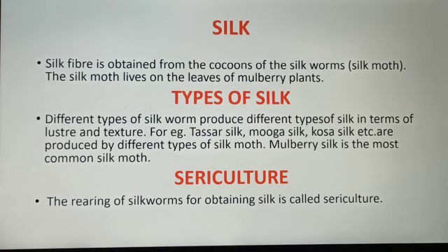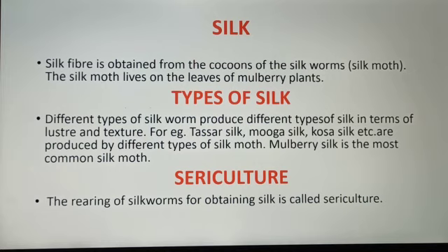Now comes the next type of animal fiber, that is silk. Silk fiber is obtained from the cocoons of the silkworms, that is silk moth. The silk moth lives on the leaves of mulberry plants.